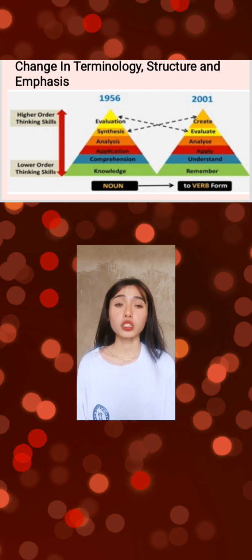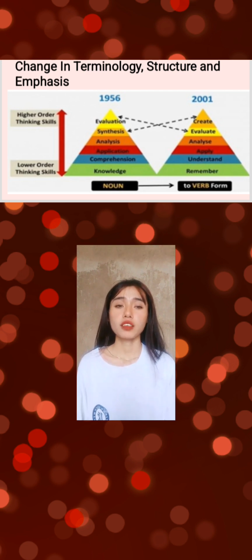Students differentiate, organize, attribute, and find patterns. For example, analyzing, differentiating, organizing, attributing, and comparing. The fifth is evaluating. This level requires making judgment based on criteria and standard. Students critique, check, and justify their judgment, for example, evaluating, critiquing, checking, hypothesizing, and testing.